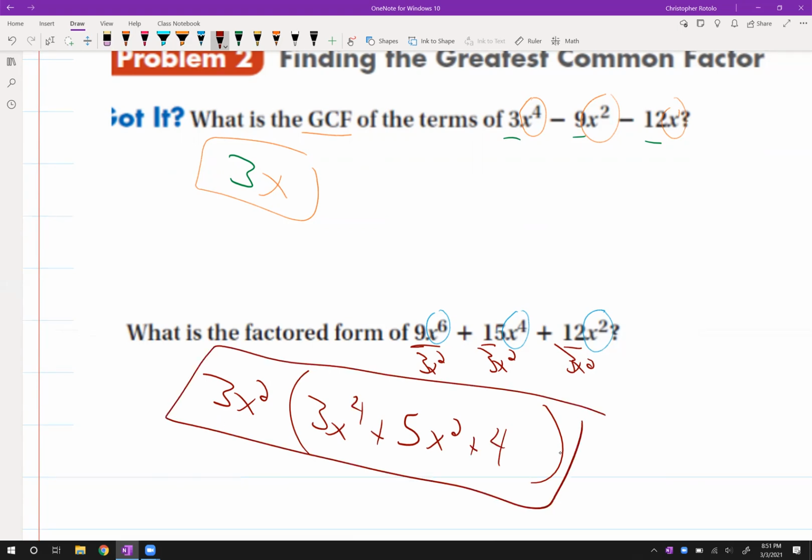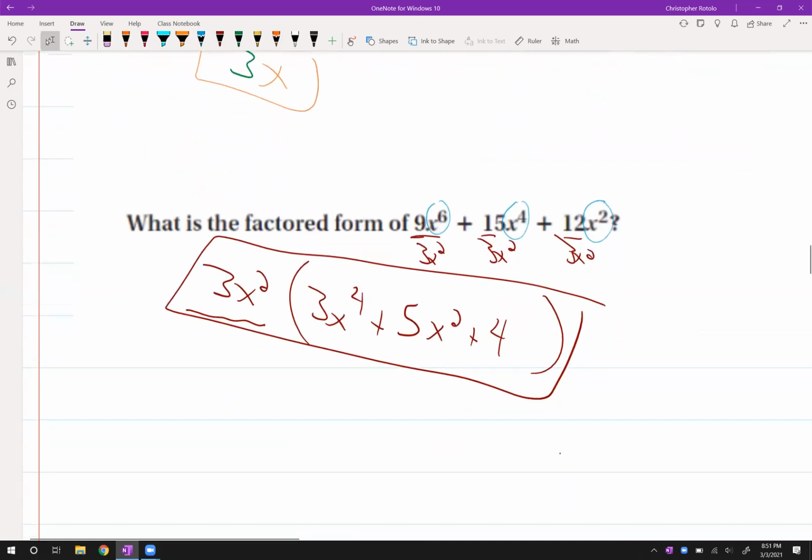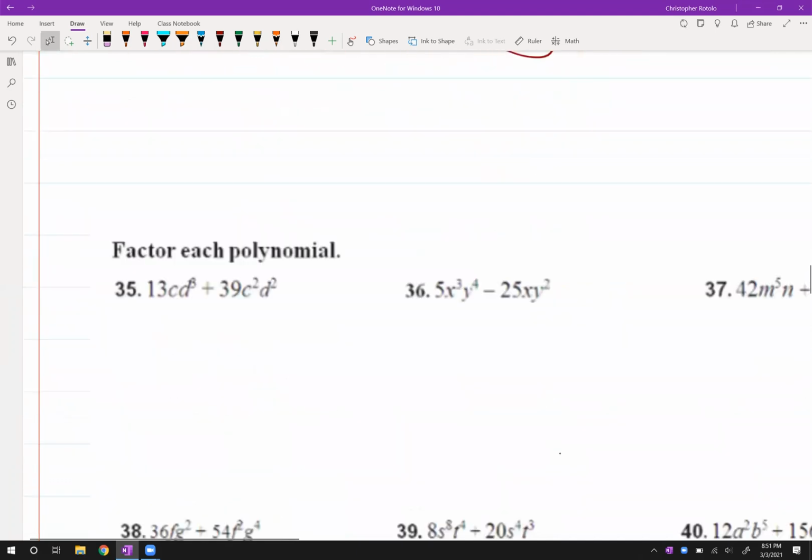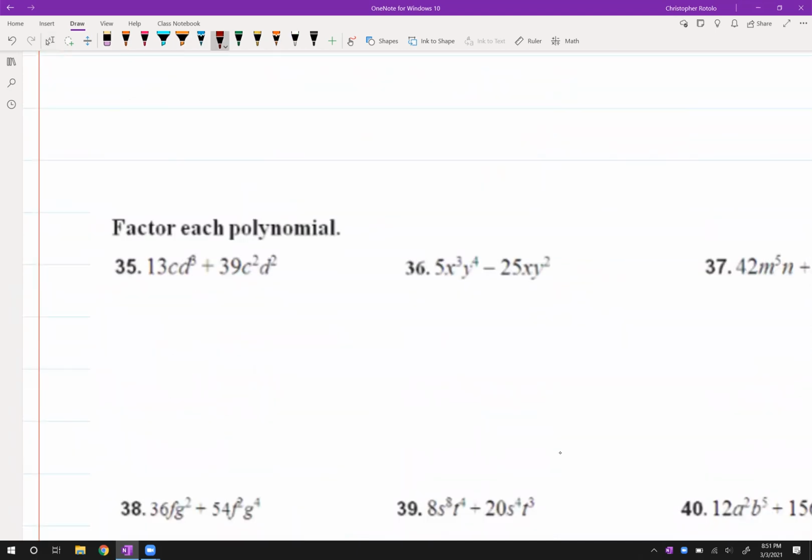Okay, so a very subtle change, but a very different answer. Not just find the GCF, but we're going to find the GCF and then also give the result of what is left. Okay, and that's what we're going to work on here. So we're going to factor each one. So 13 and 39, guess what? They're both divisible by 13.